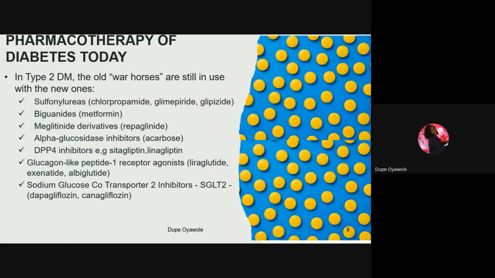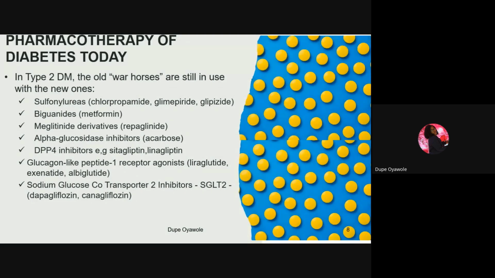Some of them are still in use, and that alone is what works for some patients, especially if they are also doing the other things that they need to do. That's where you have your sulfonylureas, which are also called secretagogues, the glimepiride, and also the biguanides, which are the sensitizers. And that's where metformin is the main one in that group.